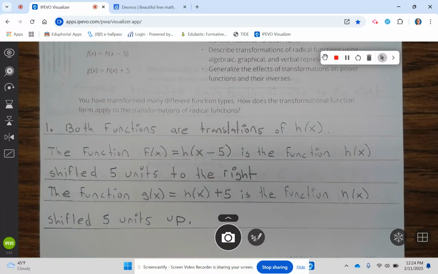1. Both functions are translations of h of x. The function f of x equals h of (x minus 5) is the function h of x shifted 5 units to the right. The function g of x equals h of x plus 5 is the function h of x shifted 5 units up. Let's take a look at the next page.